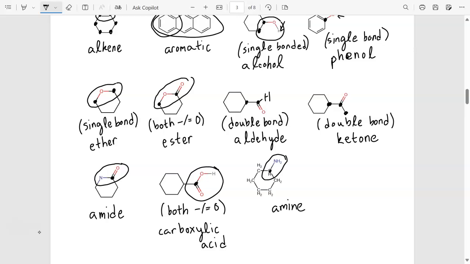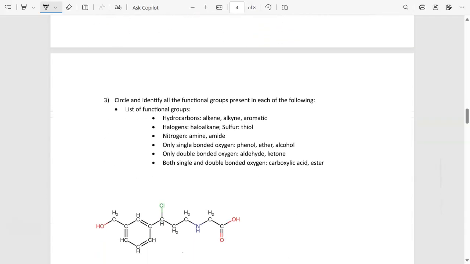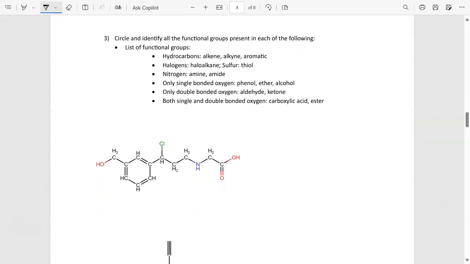Okay, so we'll go ahead and stop this video, and I'll do a third one, very short, where we just look through bigger molecules and we do all the functional groups located in that big molecule.